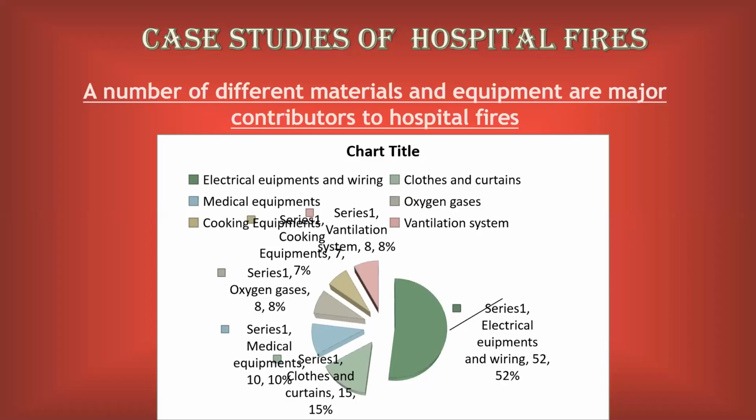And we take some case studies of hospital fires where a number of different materials and equipment are major contributors. Here we look at the reasons why fires occur: electric equipment and wiring, medical equipment, cooking equipment, clothes, oxygen gases, and ventilation systems. Of these, 52% is electrical equipment, 8% cooking equipment, and 8% oxygen gases.